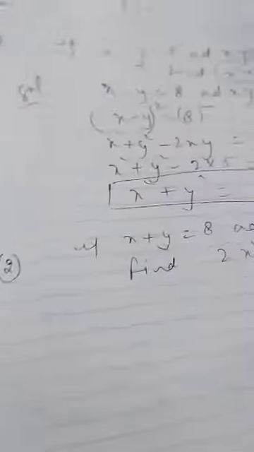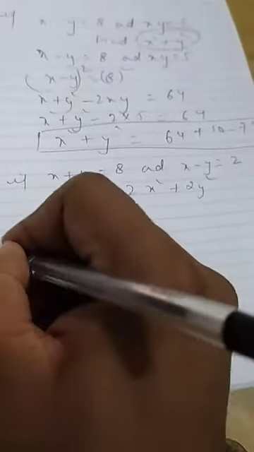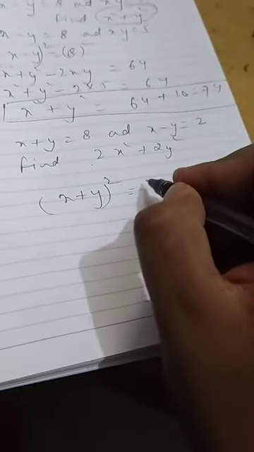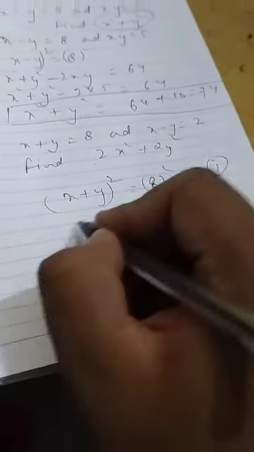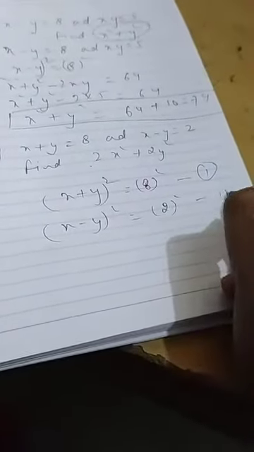Now the second question is, if x plus y is equal to 8 and x minus y is equal to 2, we have to find 2 times of x square plus 2 times of y square. So for this question student, what we will do, x plus y ka whole square, this will be 8 ka square, and x minus y ka whole square, this will be 2 ka square.